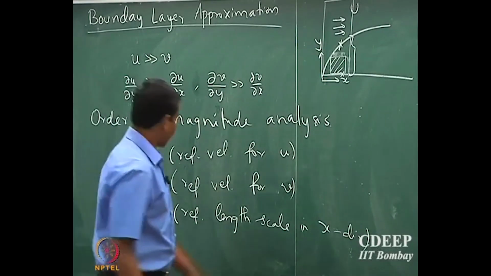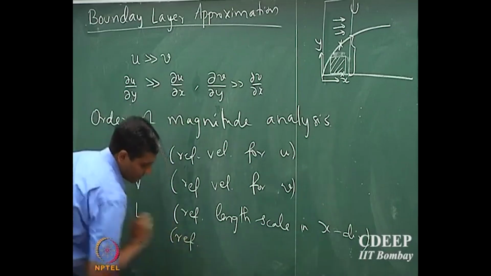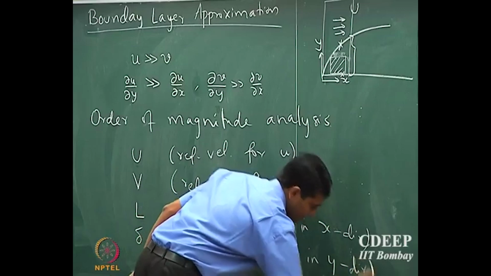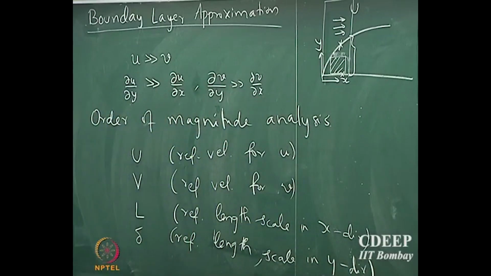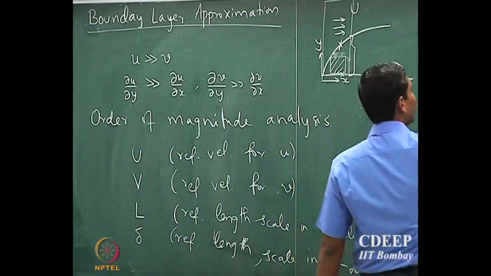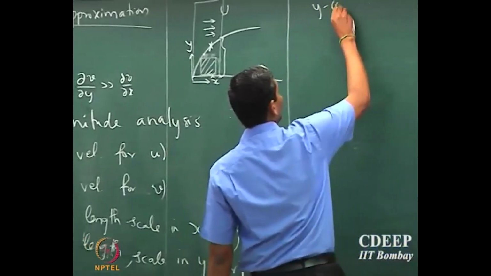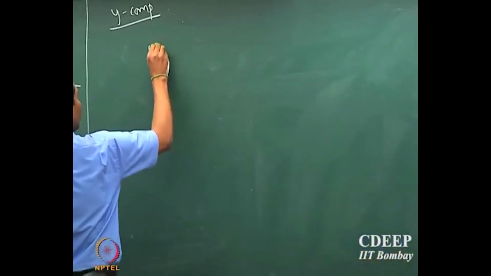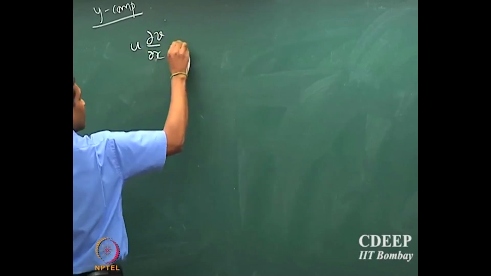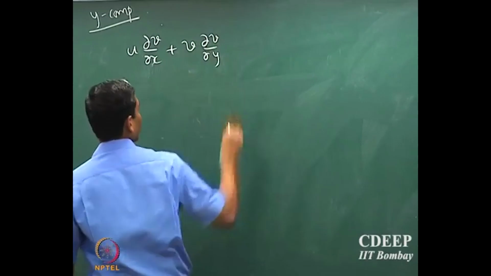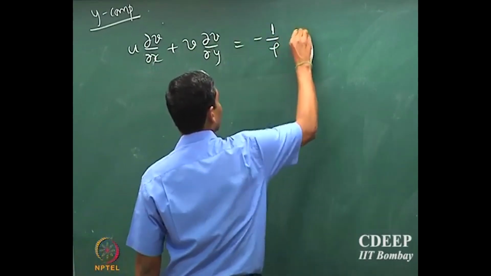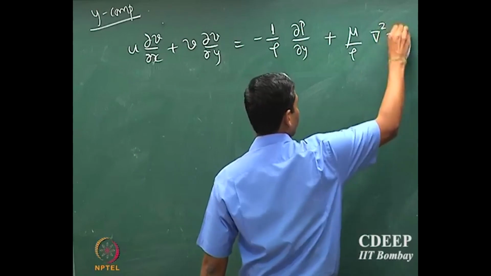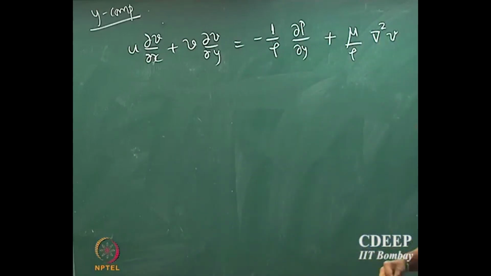Okay. So anyway, if delta is the reference length scale in the y direction, now if you look at the y component momentum balance, we'll come to the x component in a short while. The y component momentum balance is u dv by dx plus v dv by dy equal to minus 1 by rho dp by dy plus mu by rho into del square v. Okay, so that's the y component momentum balance.